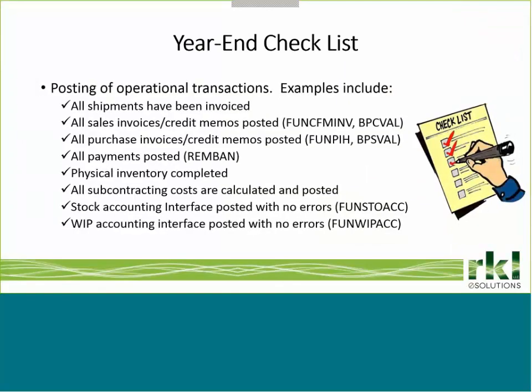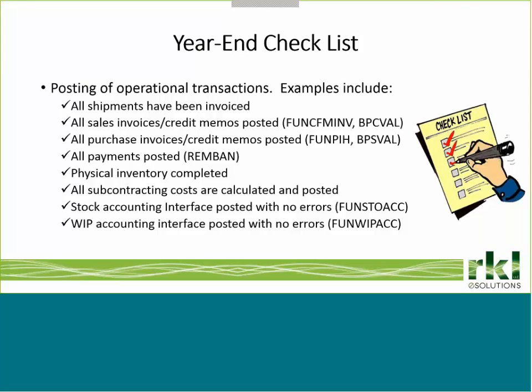So the first part of the checklist is the posting of all the operational transactions. I've tried to get as many in here as I could. So you want to make sure that all your shipments have been invoiced. So everything that's been shipped in 2017, you want to make sure you generate an invoice for it in 2017. You want to make sure all your sales invoices and credit memos and BP customer invoices are all generated and posted. And there's two separate functions there. I've listed both functions, but that's done in sales invoices and BP customer invoices. So you want to make sure those are all posted.